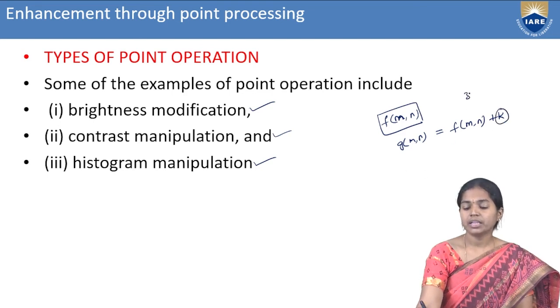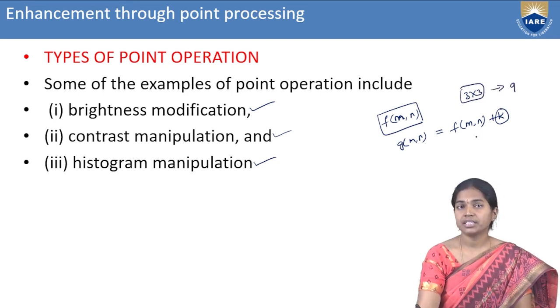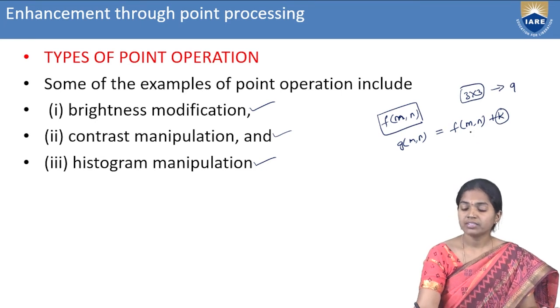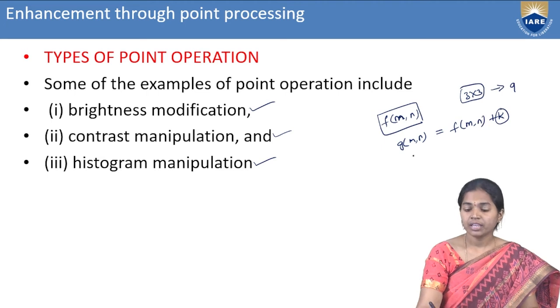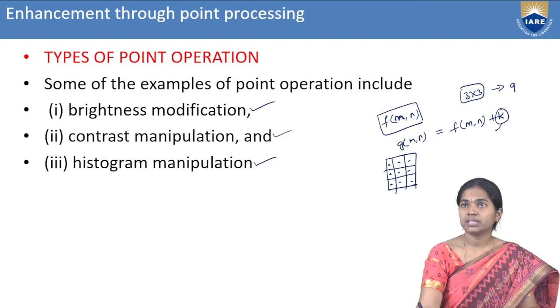For example, the image size is 3 by 3. In total we have 9 pixels. Each and every pixel is added with some constant value, that value we represent with k. In this 3 by 3 matrix we have a total of 9 pixels, and each and every pixel is added with some constant value, that is k. Then we can increase the brightness.